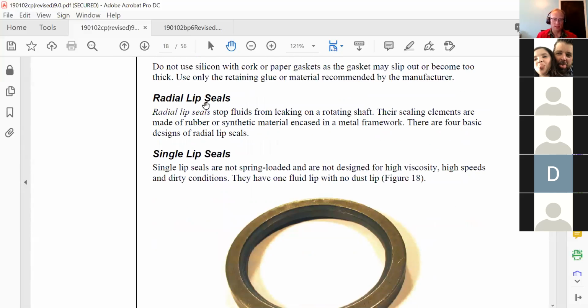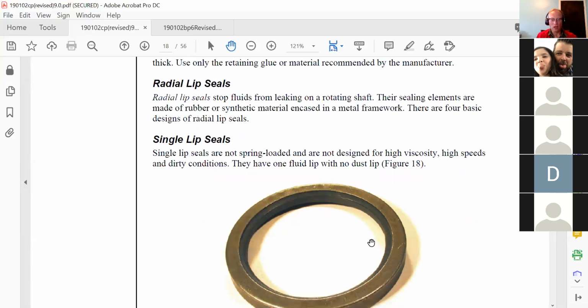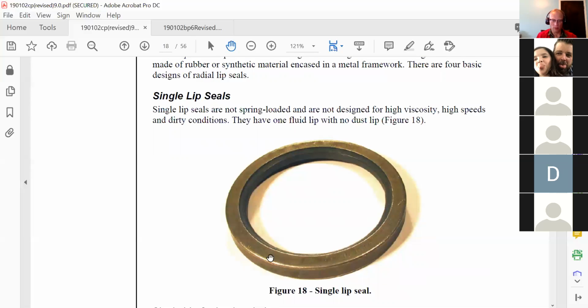So radial lip seals, here's the ones that we are going to see the most. Made of rubber, synthetic, so that's what this lip is, and typically encased in metal. A lot of wheel seals now, this will be rubber. There is still metal on the inside of it. It just has a rubber outer surface to it.